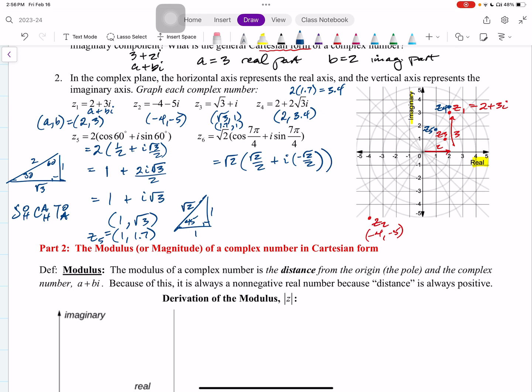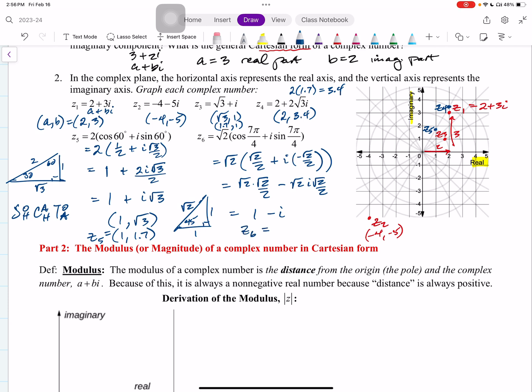Okay, distribute through. So root 2 times root 2 over 2 plus root 2 times i. Actually, there's a minus in there, so I'm going to just make it a minus sign to make it easier. So minus root 2 times i root 2 over 2. Okay, so you've got to simplify a little bit here. Root 2 times root 2 is 2, divided by 2 is 1. So we have 1 minus 1i. Again, root 2 times root 2 is 2, divided by 2 is 1. So you get 1 minus i.